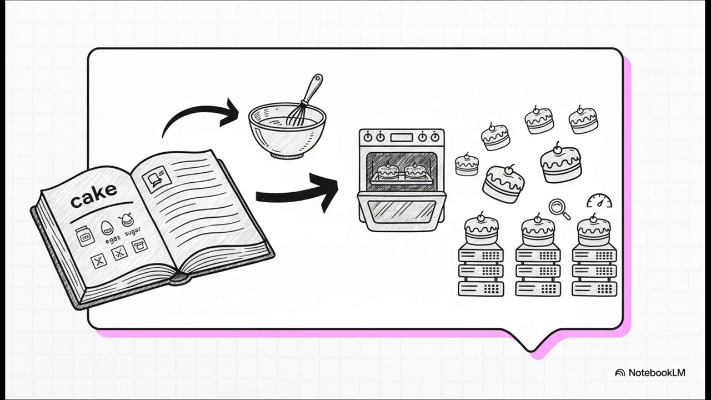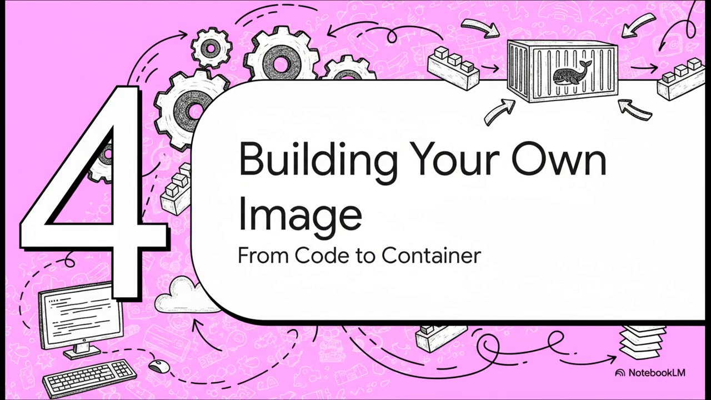It's the perfect analogy. And the best part is, from that one single recipe, that one image, you can bake as many identical cakes or containers as you want. This is amazing for scaling up your app or running a bunch of tests at once without them bumping into each other. So this all sounds pretty powerful, but you might be wondering, okay, how do I actually create one of these images? Do I need to be some kind of systems genius? Well, the great news is, no, you don't. Docker makes this whole process surprisingly simple and easy to understand.